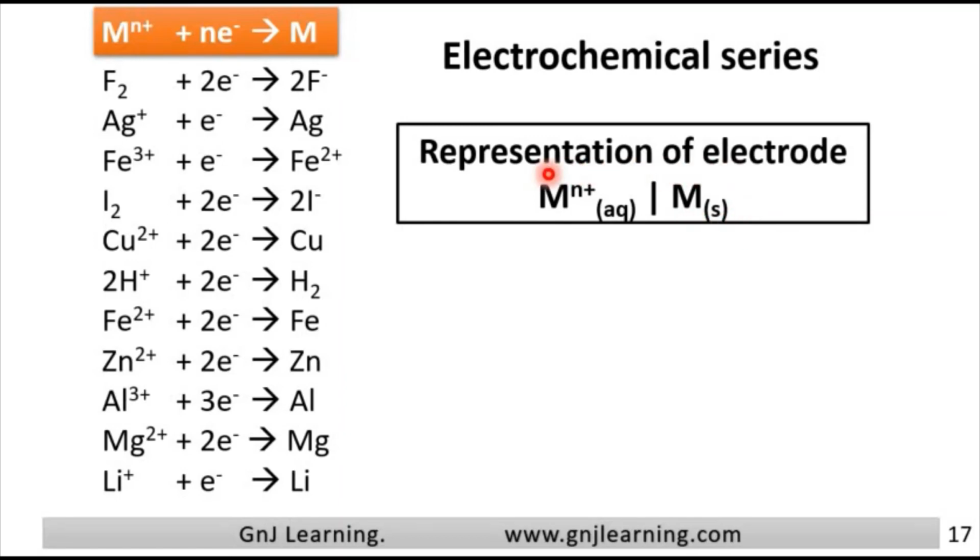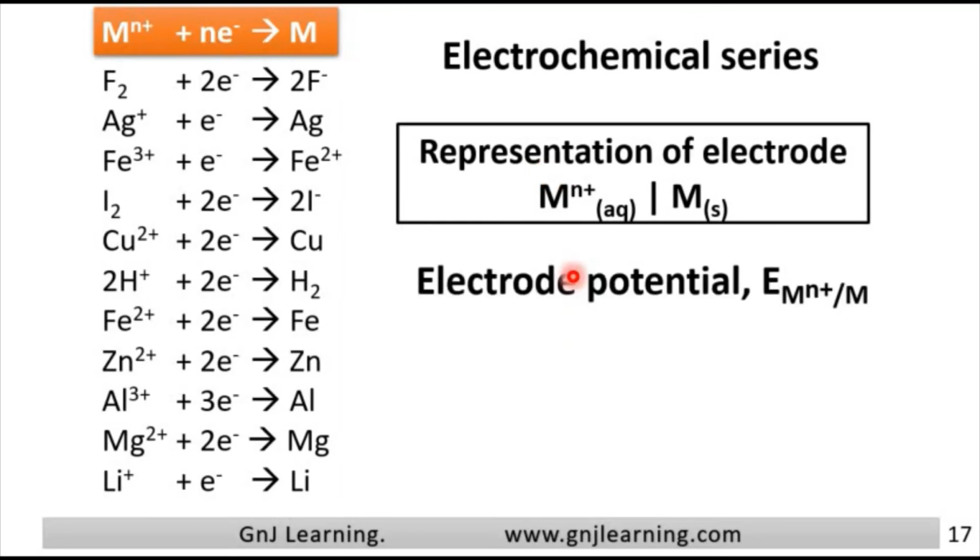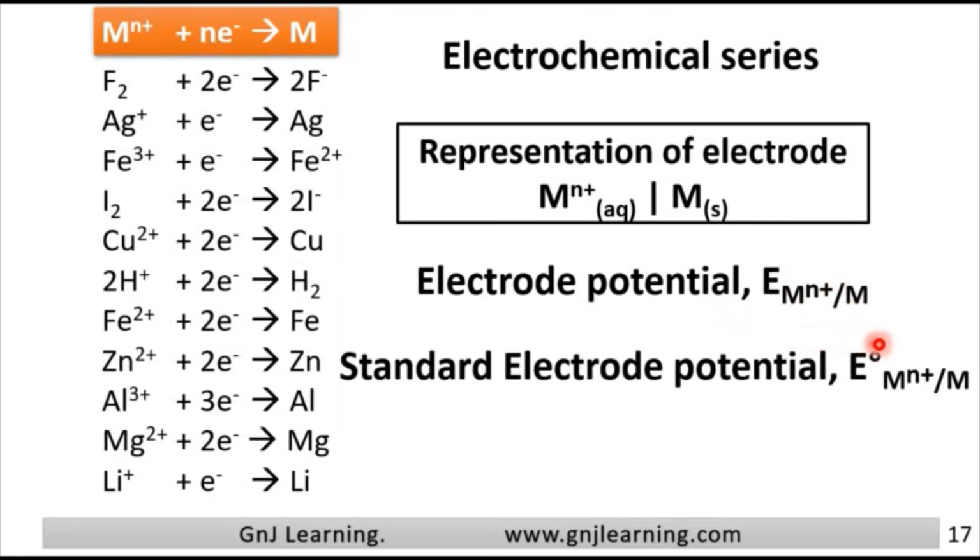So if you are representing an electrode alone, what is electrode potential? Electrode potential is the potential difference between electrode and electrolyte. How can you represent it? Electrode potential is represented by E, and the electrode is represented by its oxidized and reduced species, separated by a slash. First the oxidized species, slash, then the reduced species. And if it is standard electrode potential, you have to additionally add a 0: E0 Mn+ slash M.